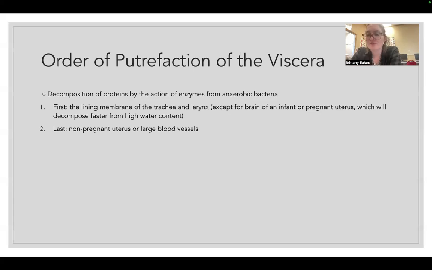Also, the first would be a pregnant uterus because of all that amniotic fluid, all that body moisture, it decomposes faster. The last thing to decompose are going to be the large blood vessels and the non-pregnant uterus.